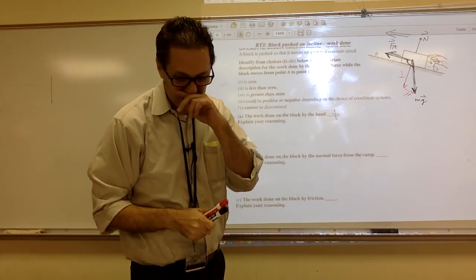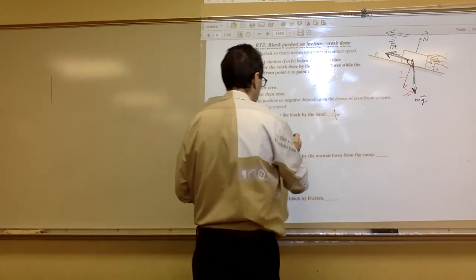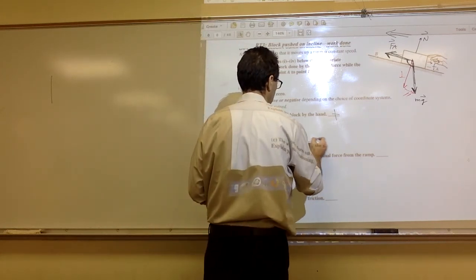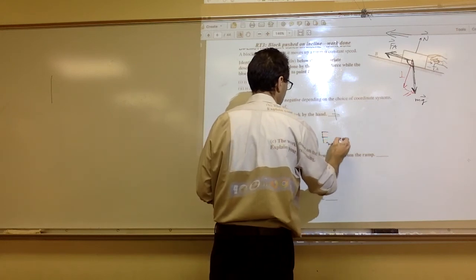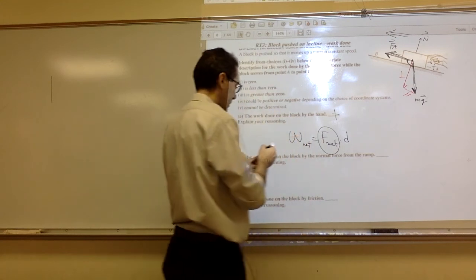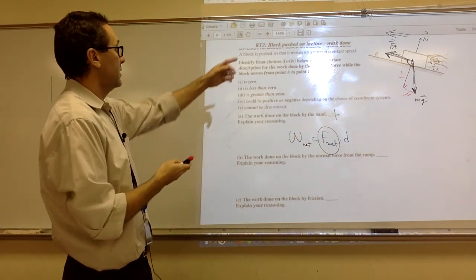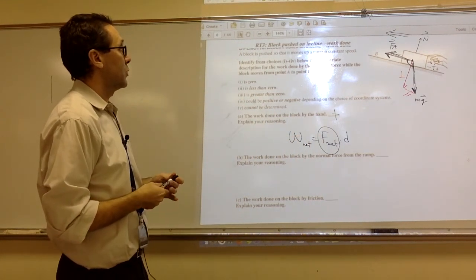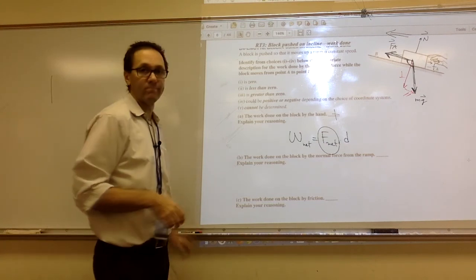And the net work done on the system, well, the net work is the net force times the displacement. Now the net force in this problem here is 0, because earlier in the text it says that it's going at a constant speed. And that's that.